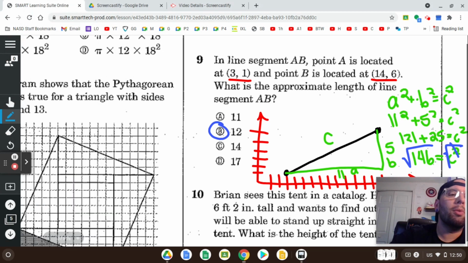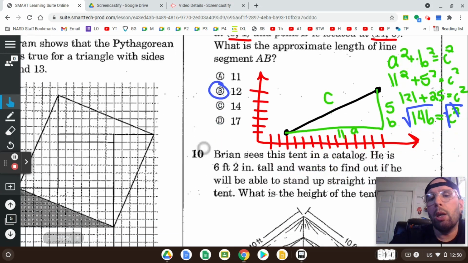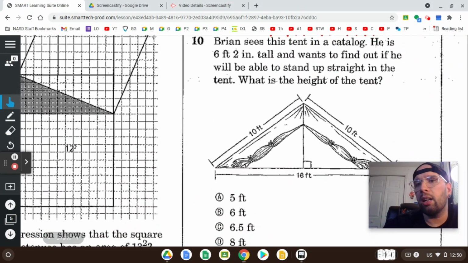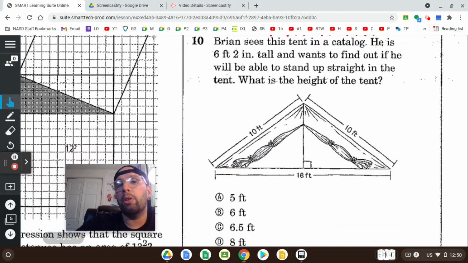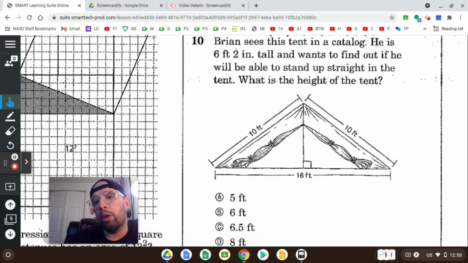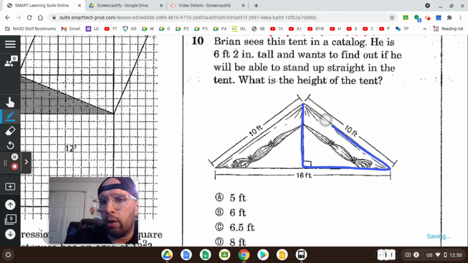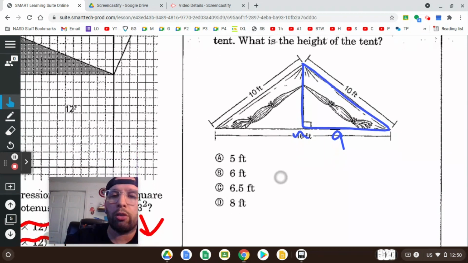Brian sees this tent in a catalog. He is 6'2" tall, and he wants to find out if he can fit in it. All right, well, why don't I turn that into a right triangle where the hypotenuse is 10. This leg is 9. So this guy needs to be bigger than 6'2". Oh, and I don't even have to do that. It's just asking for the height of the tent.